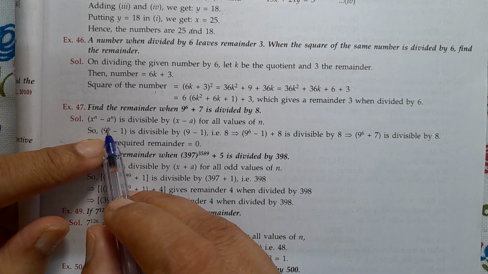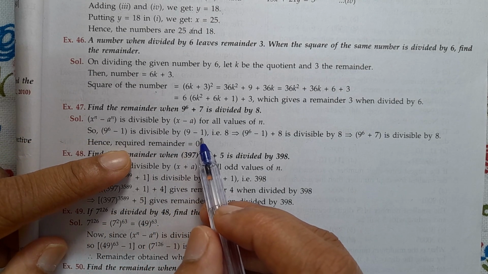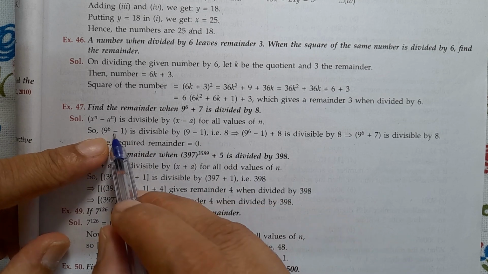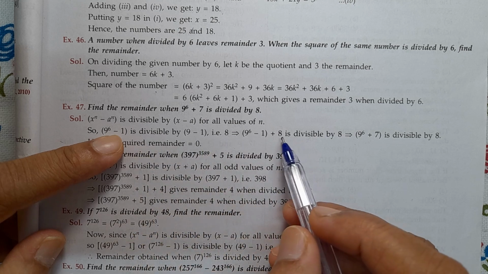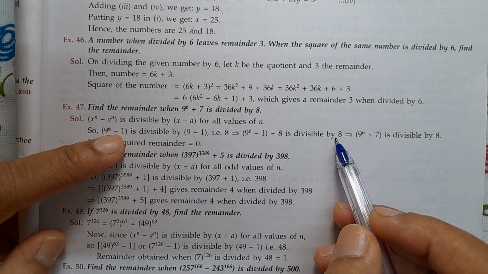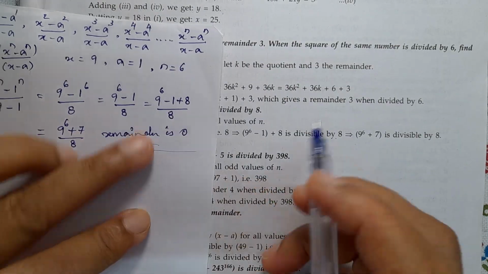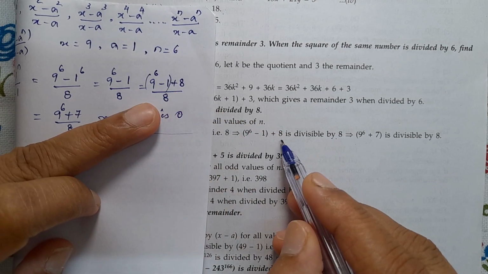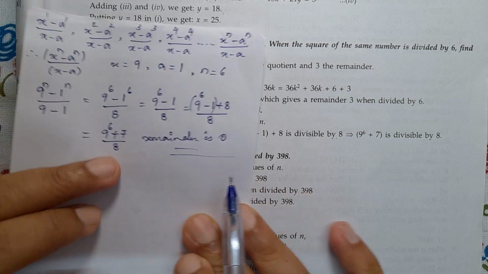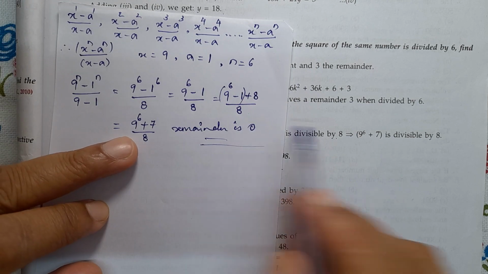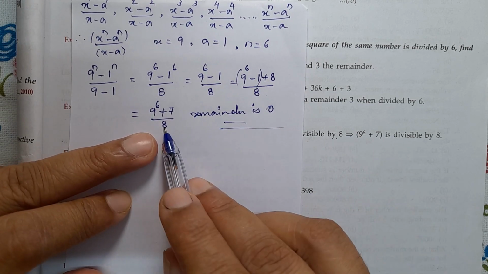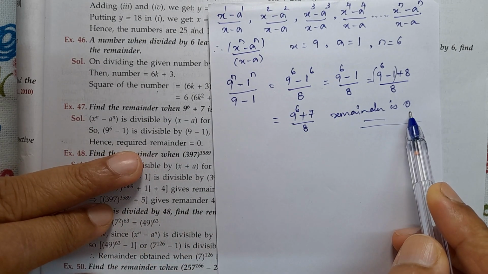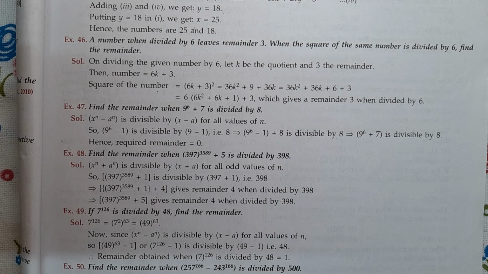So 9 power of 6 minus 1 is divisible by 9 minus 1, that is 9 minus 1 is 8. It implies 9 power of 6 minus 1 plus 8 is divisible by 8. So 9 power of 6 minus 1 plus 8, that is 9 power of 6 plus 7, is divisible by 8. So hence the required remainder is 0. Thank you so much.